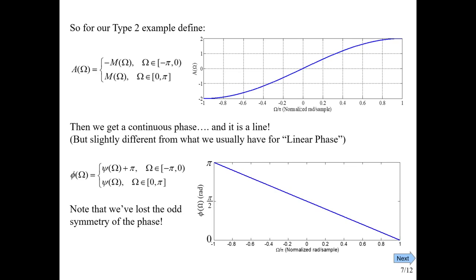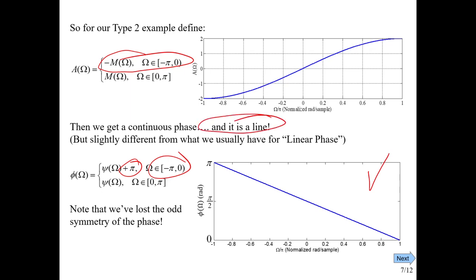There's our amplitude function, the A of omega, rather than a magnitude function. And then we add the pi only over the region where we negated the magnitude. And we end up with something that looks like this. So notice that we get a line.